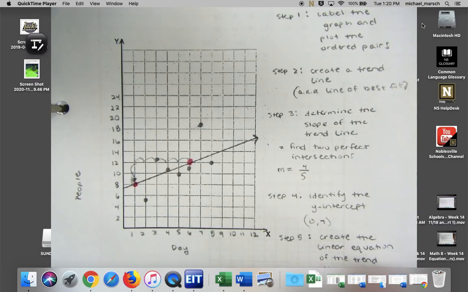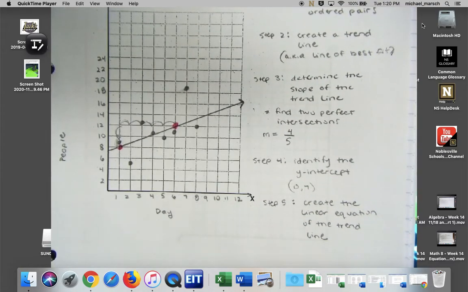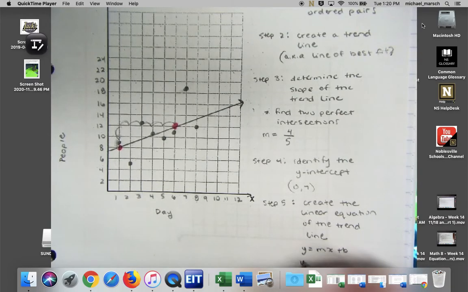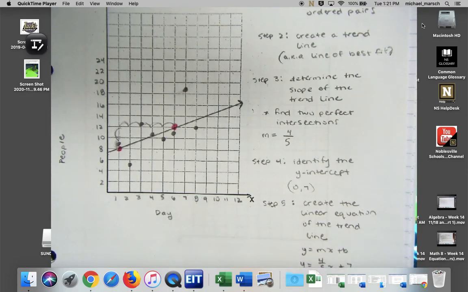So then step 5 is to create the linear equation of the trend line. So I've got y equals mx plus b. So it's going to be y equals 4/5 x plus 7. Right. So this tells me that there are approximately 4 extra people every 5 days that will come volunteer at the shelter.